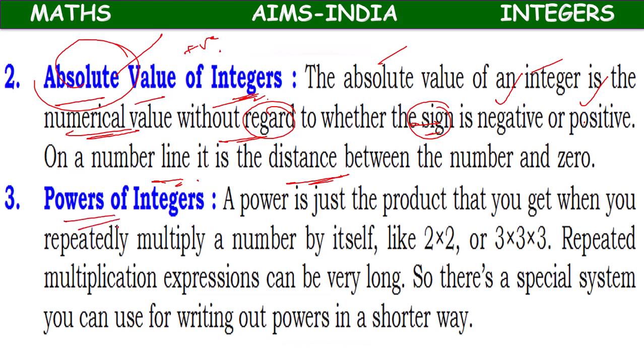Next, powers of integers. Power means when we multiply a number repeatedly by itself, we can mention it in terms of power. 2 into 2 into 2 is 2 cube, which means 2 repeatedly multiplied 3 times. It's a shortcut of repeated multiplication of the same number.